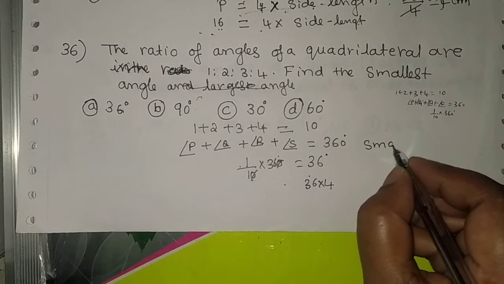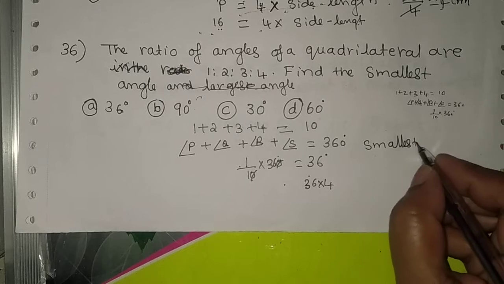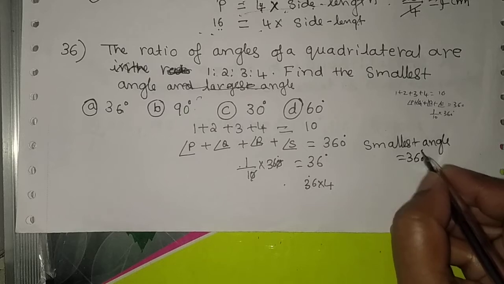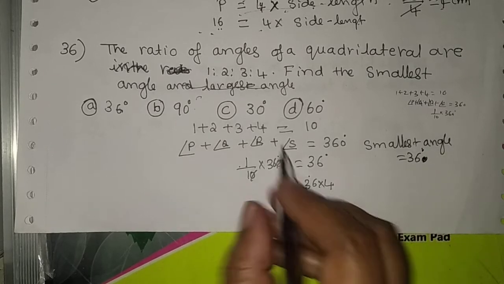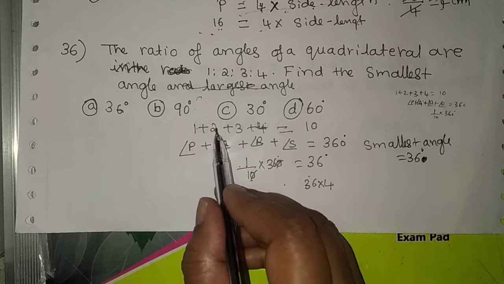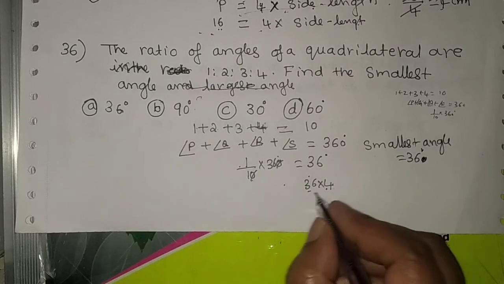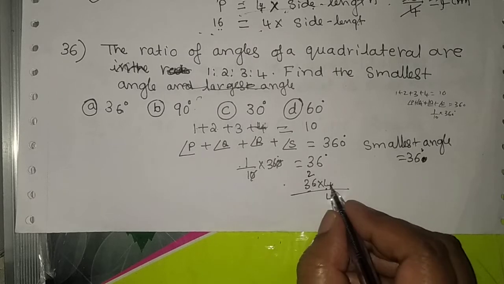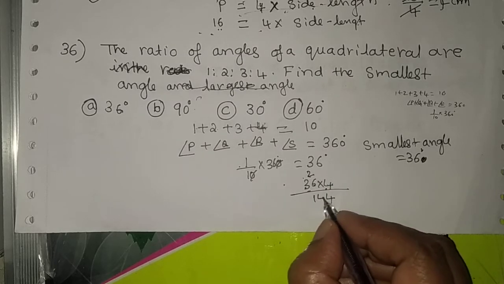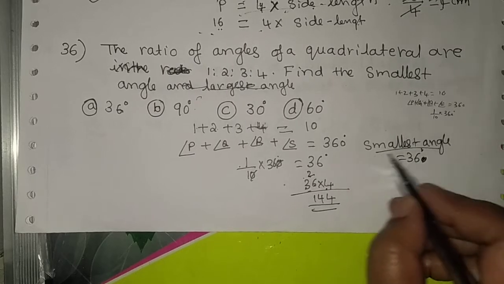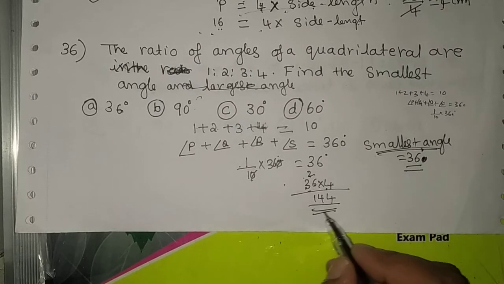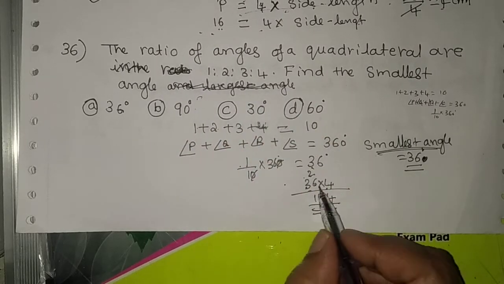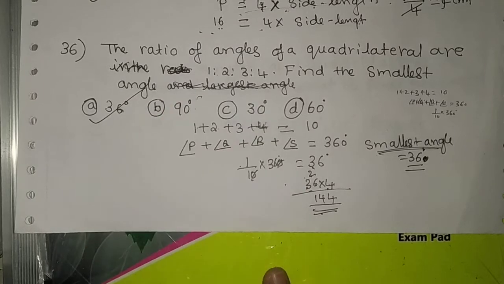Simply for your reference, I am writing: the smallest angle will be 36 degrees, and the largest will be 4 times that. 1, 2, 3, 4. Then 36 into 4: 6 fours are 24, 3 fours are 12, so 144. So I am just teaching you all to find the smallest and also the largest. But here in the question they asked only the smallest. We will just take option A as the correct answer.